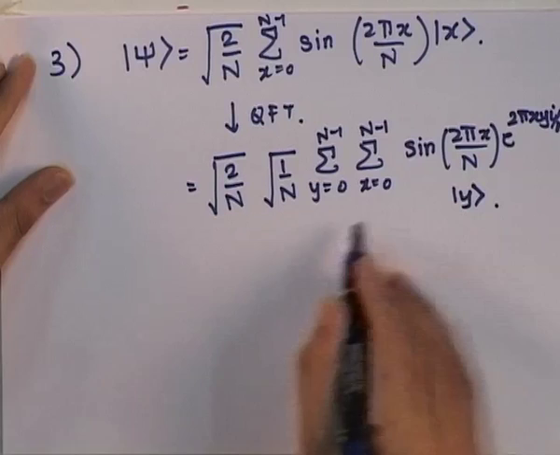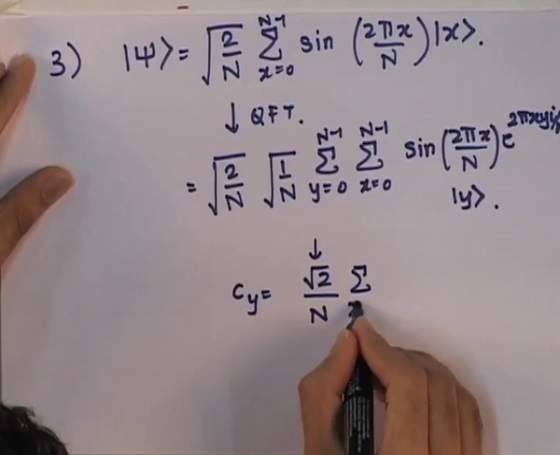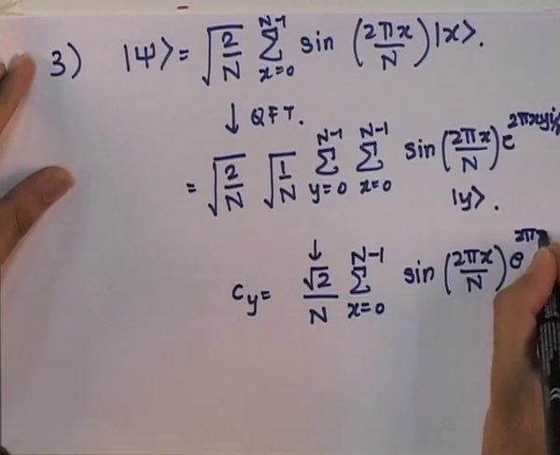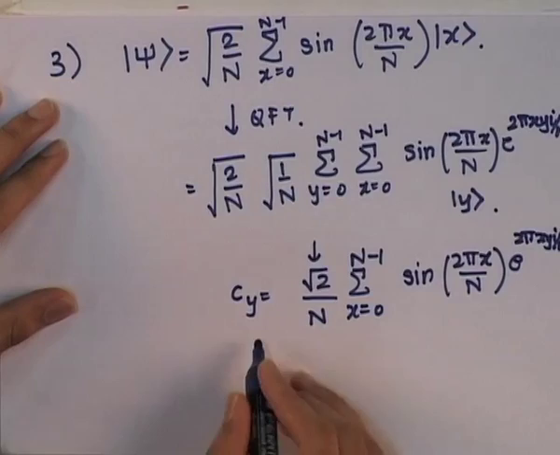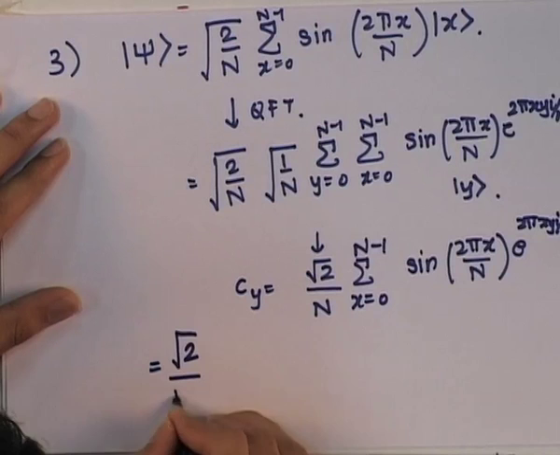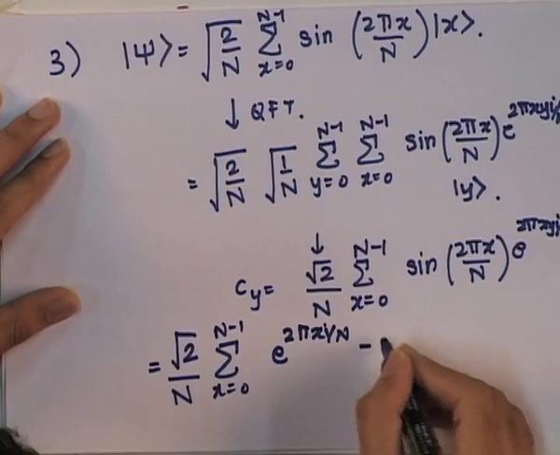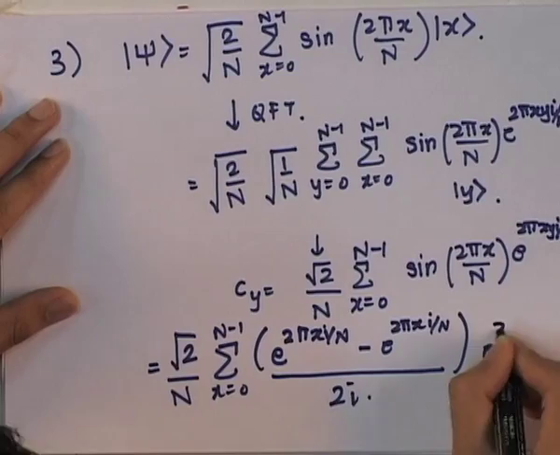So, the coefficient of y is root 2 upon n, summation over x going from 1 to n minus 1, sine of 2 pi x upon n times e raised to 2 pi x y I upon n. Now, here again we can expand sine of 2 pi x upon n as exponential minus exponential upon 2 I. So, this should give root 2 upon n summation over x, e raised to 2 pi x I upon n minus e raised to minus 2 pi x I upon n, upon 2 I, times e raised to 2 pi x y I upon n.